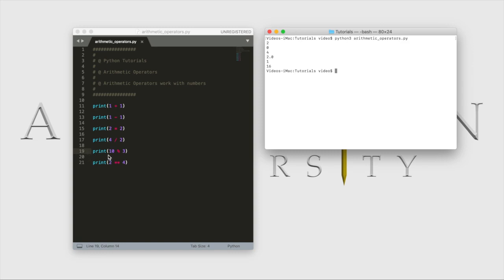And then 10 modulus 3, so the remainder of 10 divided by 3 is in fact 1. So 10 divided by 3 is 3, and then there's 1 left over. And then 2 to the 4th is 2 times 2, which is 4, times 2, which is 8, times 2, which is 16. So 2 to the 4th.